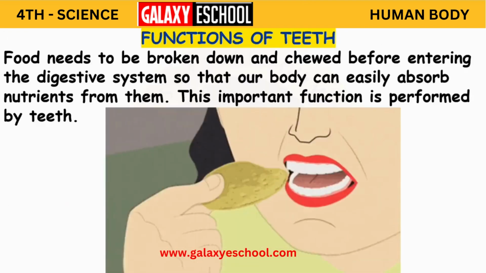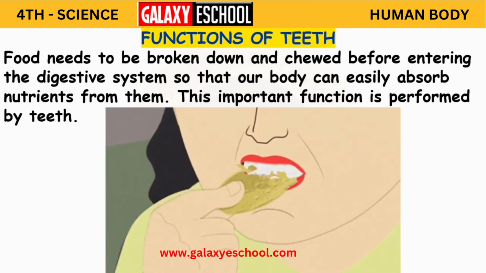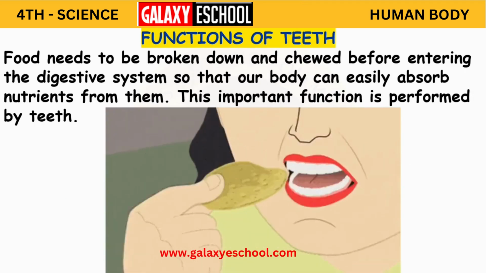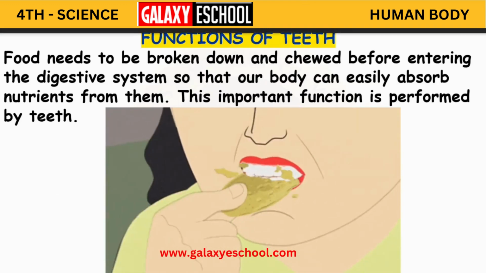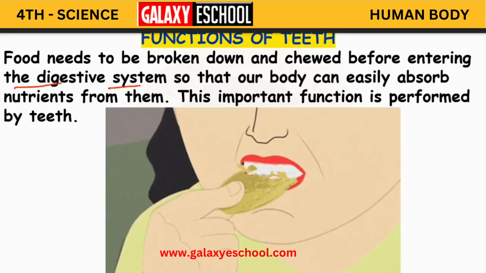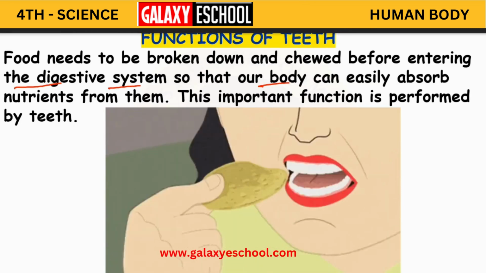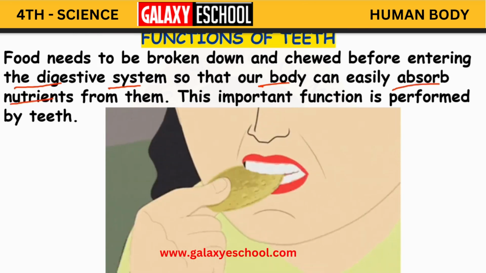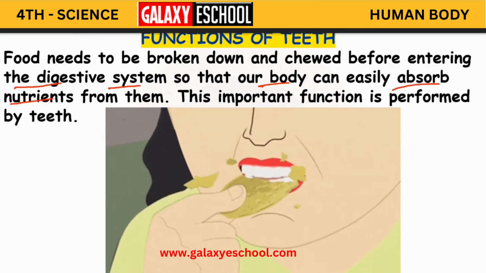Clear, children? So what do our teeth do? What is their main function? Food needs to be broken down and chewed before entering the digestive system, so that our body can easily absorb nutrients from it. So why do we need teeth, children? To break our food and chew our food.